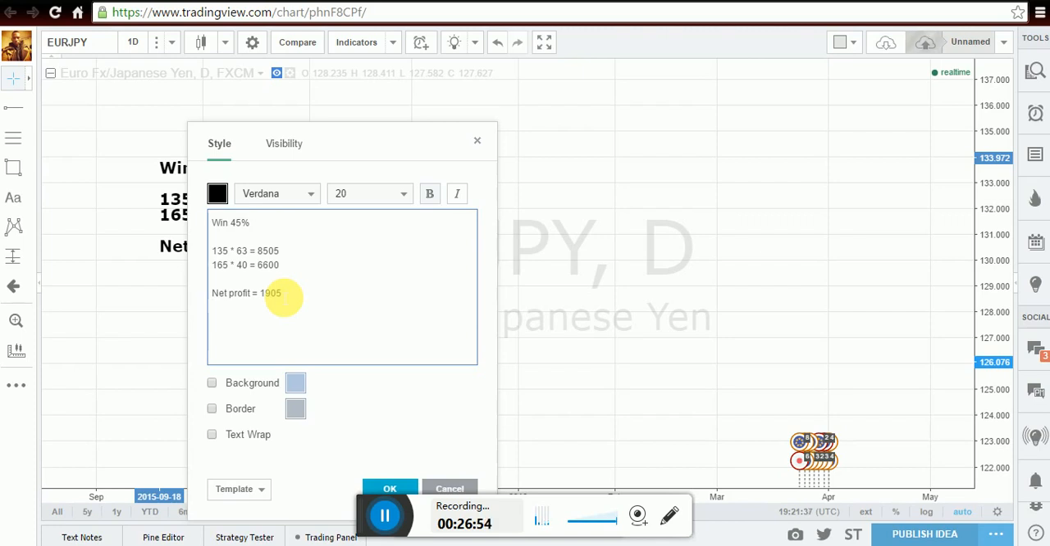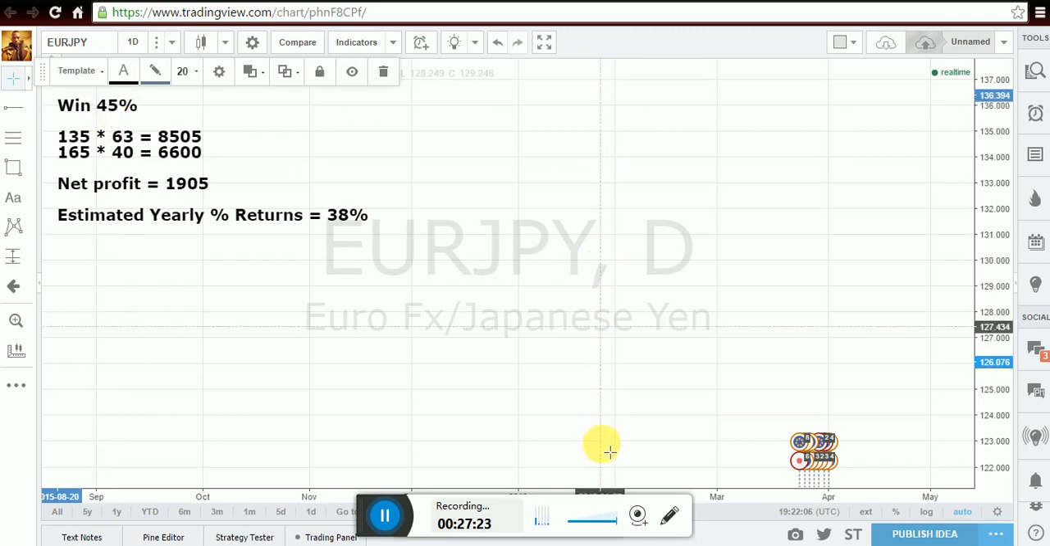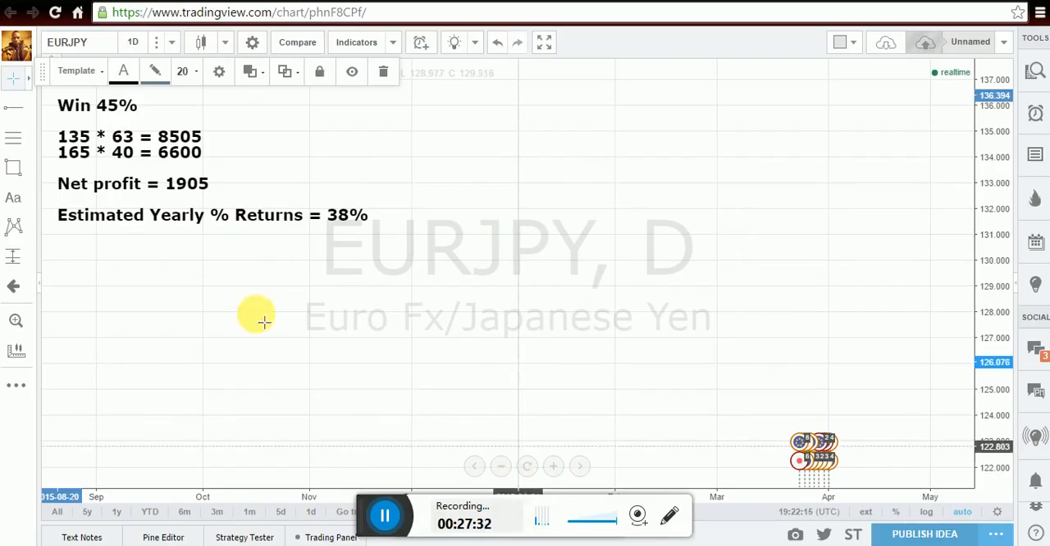And in terms of percentage, at £2 a pip, what's the percentage? The estimated yearly percentage returns is going to be 38%. This is, guys, having a winning percentage of just 45%. Looking at these results, if our winning percentage was to go down to 45% by the end of the year, we would still end up making 38% returns.